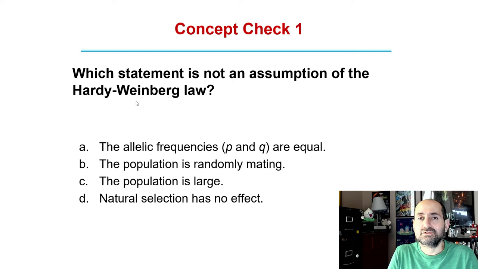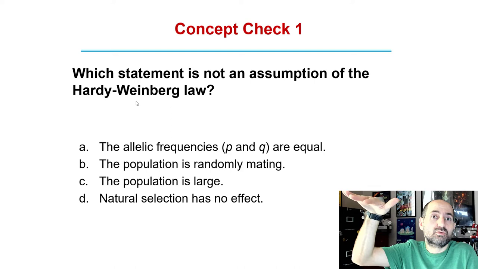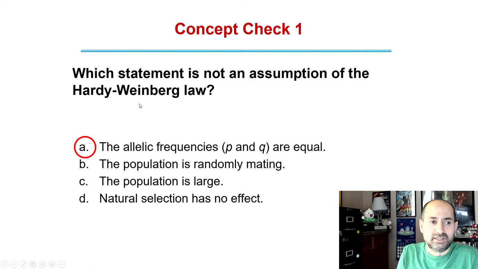They reach equilibrium, but that doesn't mean they are equal. Does that make sense? You can reach equilibrium and have a high number of brown eyes and a low number of blue eyes, but equilibrium means that that ratio is not changing. Does that make sense? So A is not correct.